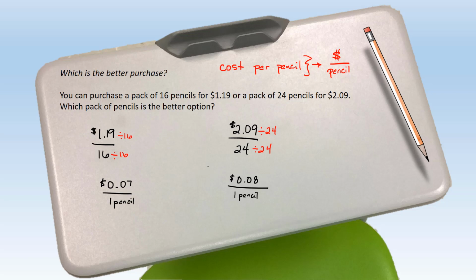So the better value is going to be this pack of 16 pencils for $1.19, because you're getting your pencils for 7 cents a pencil. So that's how you can compare unit rates. When we look at it, we know that 7 cents is less than 8 cents. So that's how we know that the $1.19 for 16 pencils is going to be our better option.